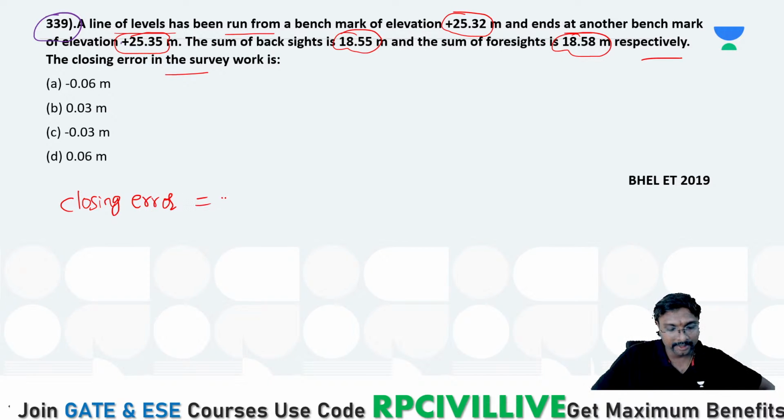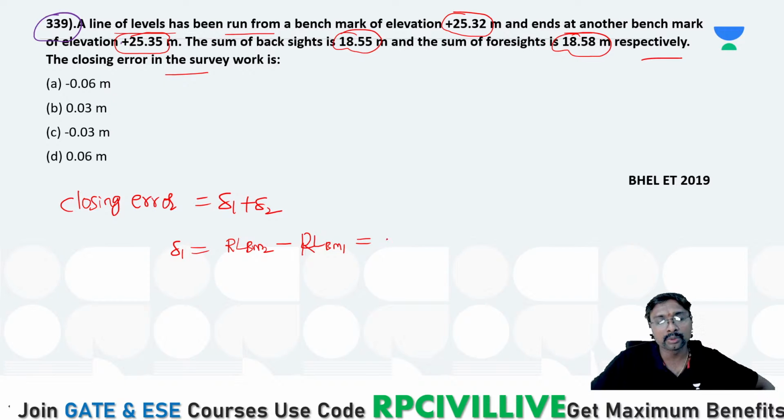That closing error will be equal to delta 1 plus delta 2, right? What is that delta 1? The delta 1 is nothing but the reduced level of benchmark 2 minus the reduced level of benchmark 1. What is that reduced level of benchmark 2? It is 25.38 minus 25.32, right? How much does it come to? It comes to 0.03 meters.